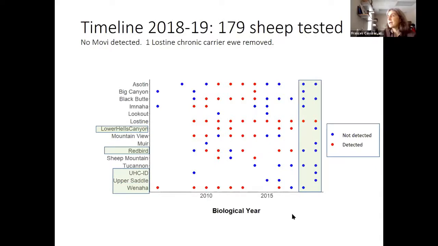And so at the end here, we went back and retested populations over the next 2 years, and we haven't detected any MOV or pneumonia, except for in the Lostine, where we're still seeing MOV, and we removed 1 carrier.